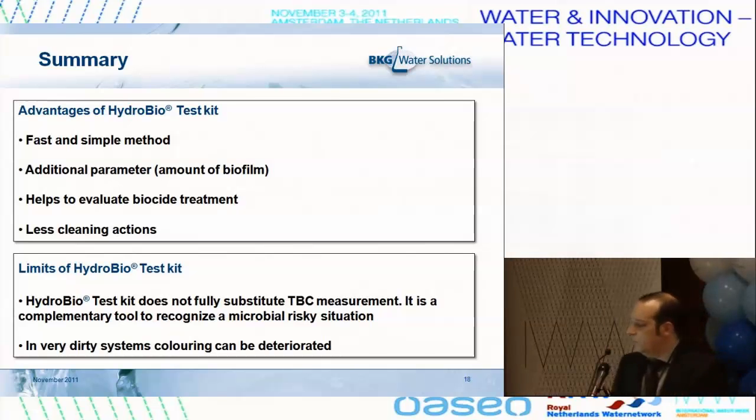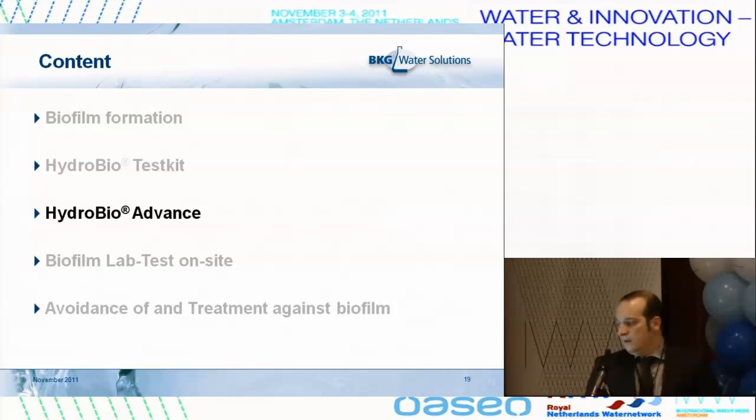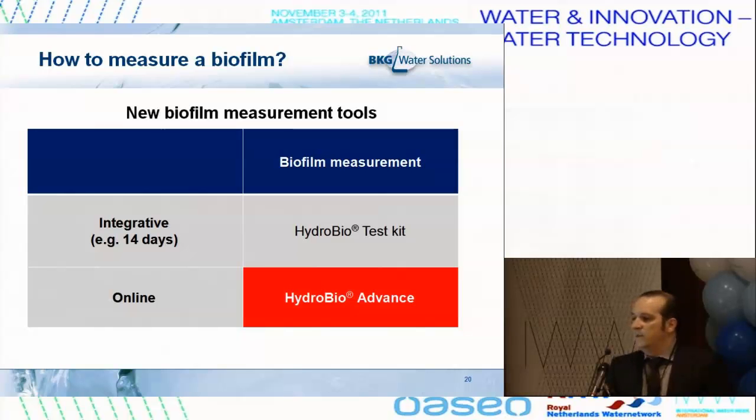And problems we also had in systems where there is a higher content of iron, because if they are on the biofilm, they already give a small red color, and this makes it very, very hard to distinguish what is coming from the iron, what is the formation of the biofilm. A limit here is also that you have a value only every 14 days, but we wanted to find something where you can continuously have information about the biofilm formation. So we needed something online where you can measure the biofilm.